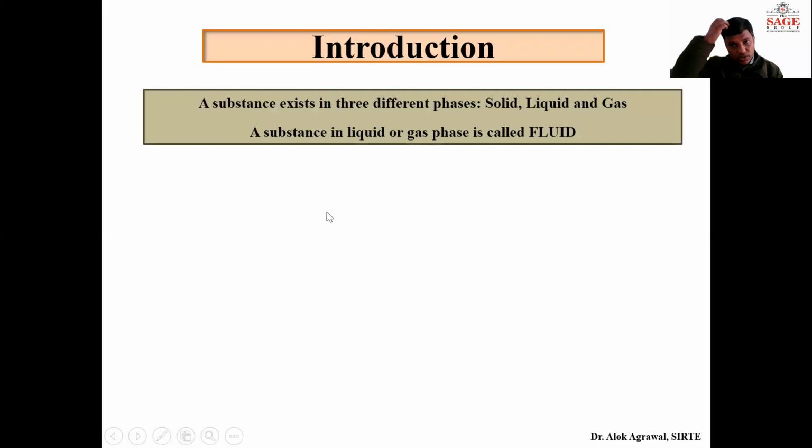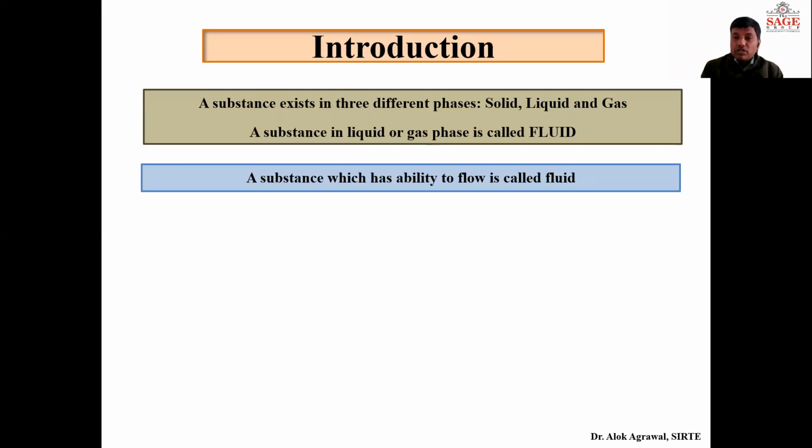Now coming to the introduction part of the subject. We know that every substance can exist in 3 different phases, that is solid, liquid and gas, that we have already studied in school. A substance in liquid or gas phase, we call a fluid. So out of these 3 phases, 2 phases, liquid and gas, comprise what is said to be a fluid. So what is a fluid? Till now, the basic definition of fluid that we know is that a substance which has the ability to flow, we call it a fluid.